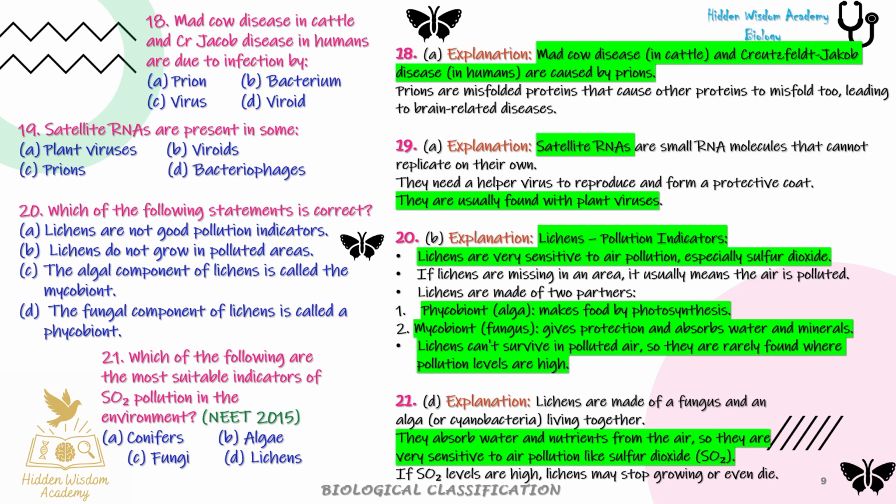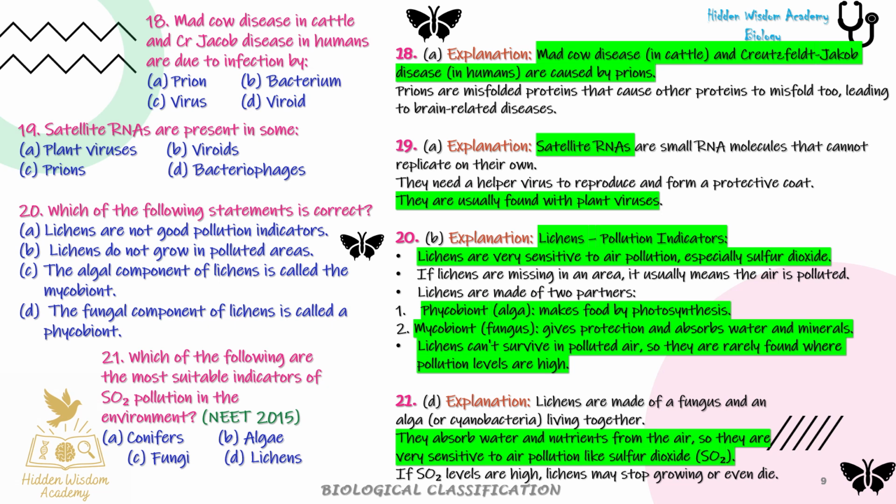Question 20. Which of the following statements is correct? Option A. Lichens are not good pollution indicators. Option B. Lichens do not grow in polluted areas. Option C. The algal component of lichens is called the mycobiont. Option D. The fungal component of lichens is called a phycobiont.